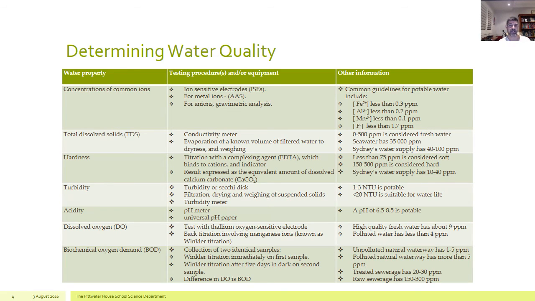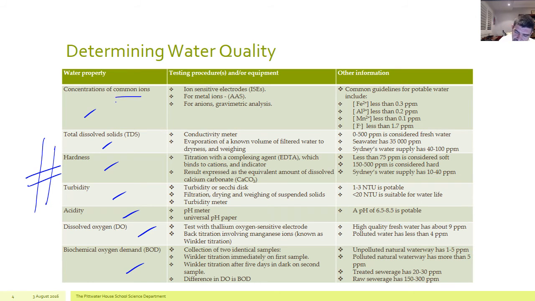So we need to test for each of these, and there's a lot of information on this slide. Don't worry too much about trying to memorize every single thing that's in here, but it's important that you make sure that you could describe one test for each of these 7 properties of water. Each of these contributes to our discussion of the quality of water, and we want to make sure that we've got each of them covered.